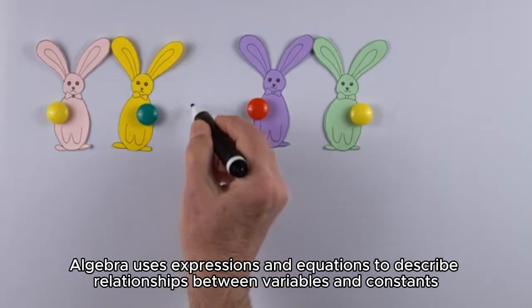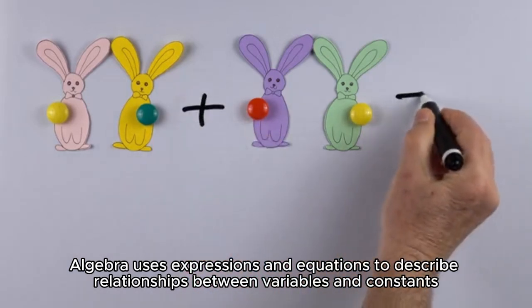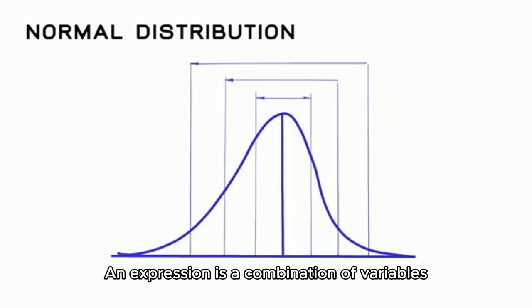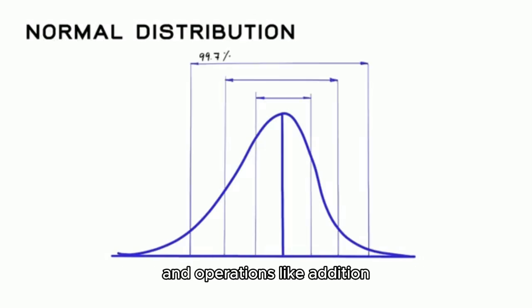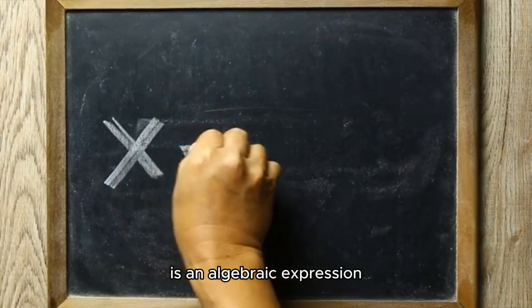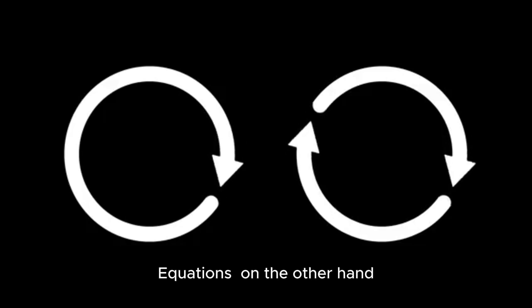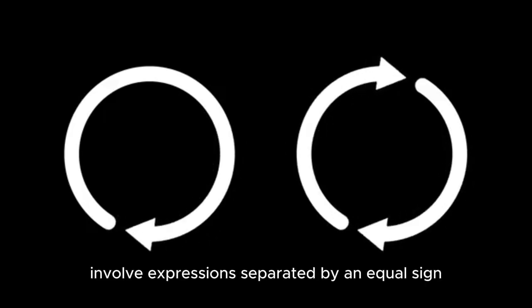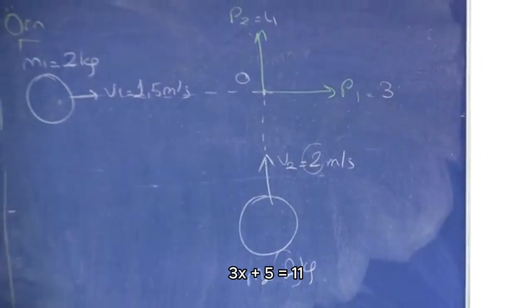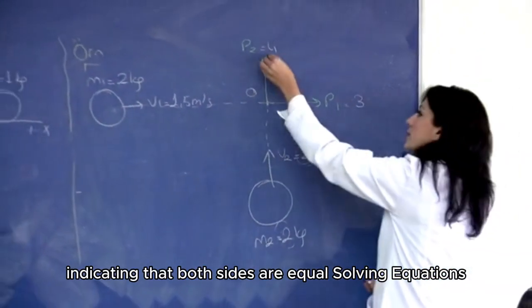Expressions and equations. Algebra uses expressions and equations to describe relationships between variables and constants. An expression is a combination of variables, constants, and operations like addition, subtraction, multiplication, and division. For example, 3x plus 5 is an algebraic expression. Equations, on the other hand, involve expressions separated by an equal sign. For example, 3x plus 5 equals 11, indicating that both sides are equal.